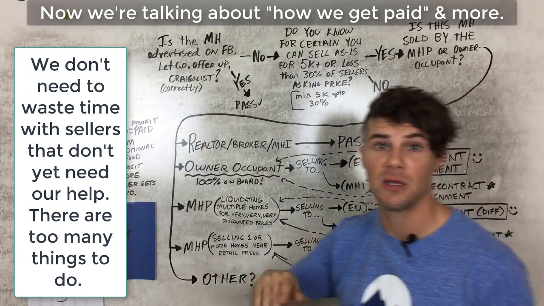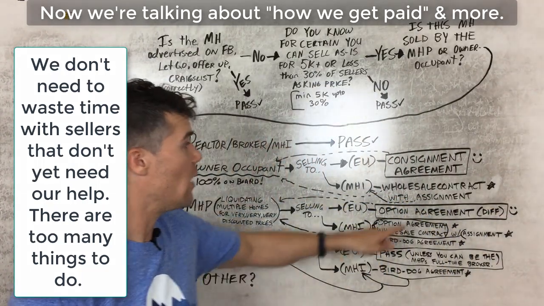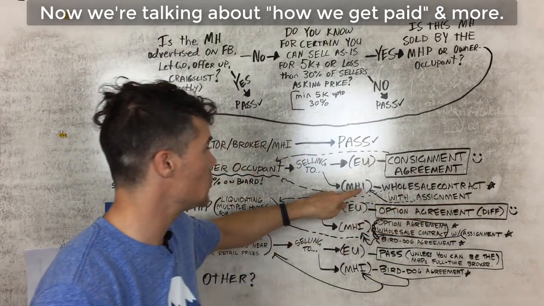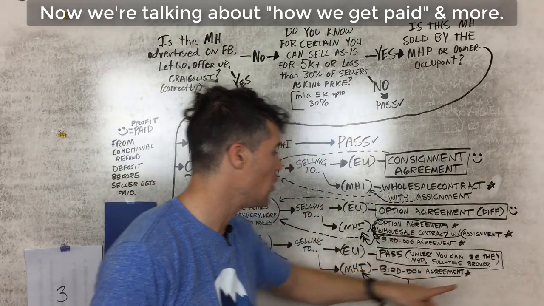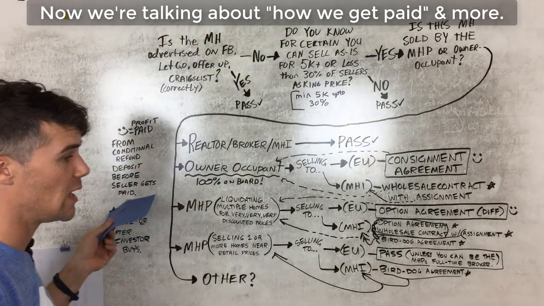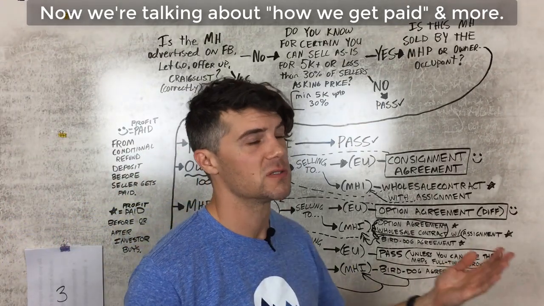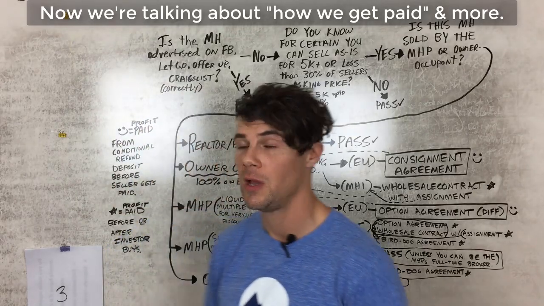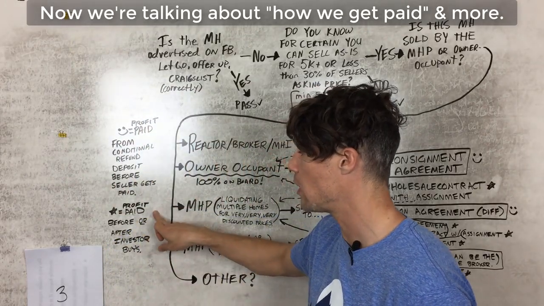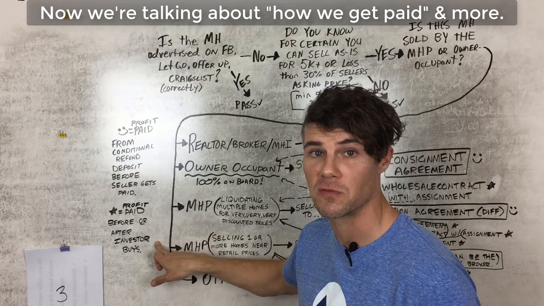If it's too skinny, we don't want anything to do with it. Now, what does this star mean? This star is when you're selling to other mobile home investors. When you're selling to other mobile home investors, you can trust them. Well, maybe you can't trust them, but you should go into it trusting that they are going to pay you your profits either before or after closing from an investor.